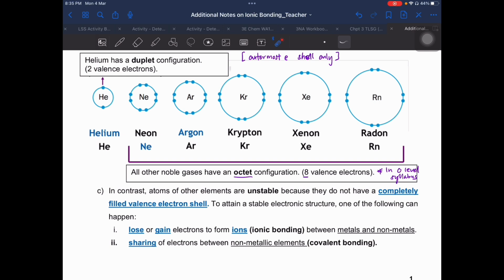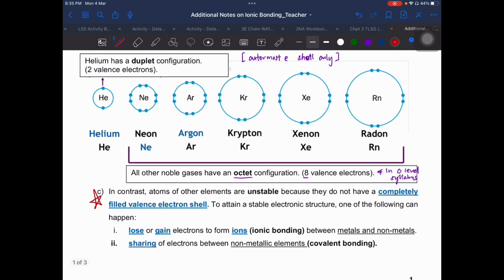So I just want to emphasize again that atoms of other elements not having a completely filled valence electron shell is the reason why bonds are formed, right? If there is a losing and gaining of electrons, that's when we have the concept called ionic bond. And ionic bond, interestingly, as you learn about it over the next few slides and pages, always happens between metals and non-metal elements, right?